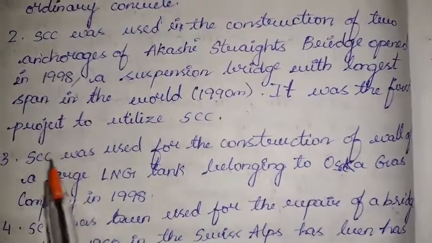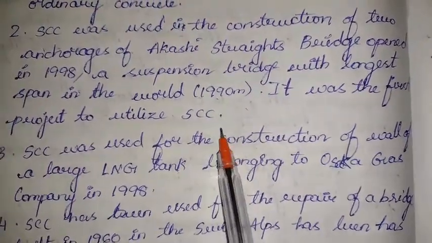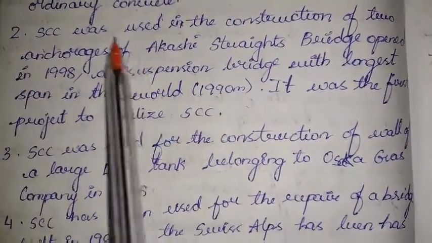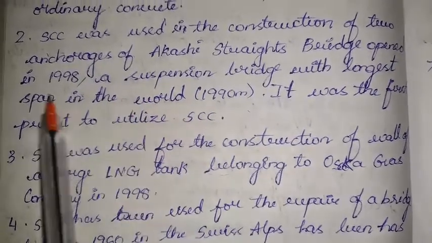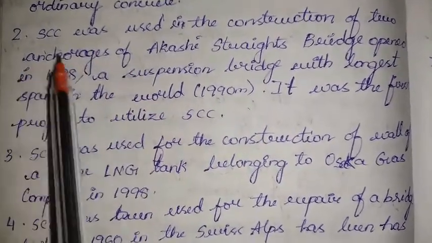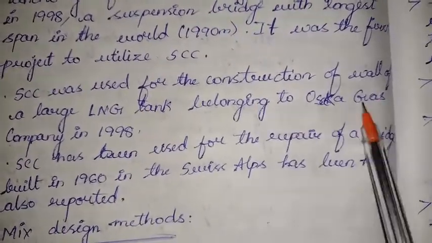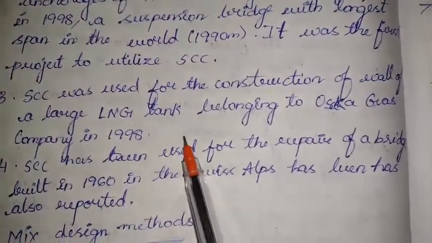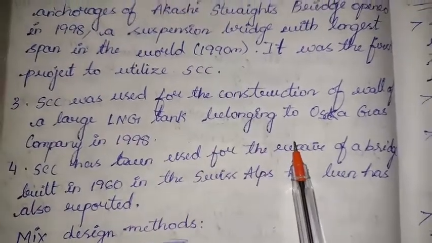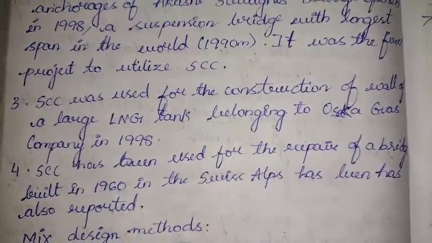So it was the first project to utilize SCC. We have anchorages for these bridges, and they are made up of SCC. SCC was also used for the construction of the wall of a large LNG tank belonging to Osaka Gas Company in 1998.